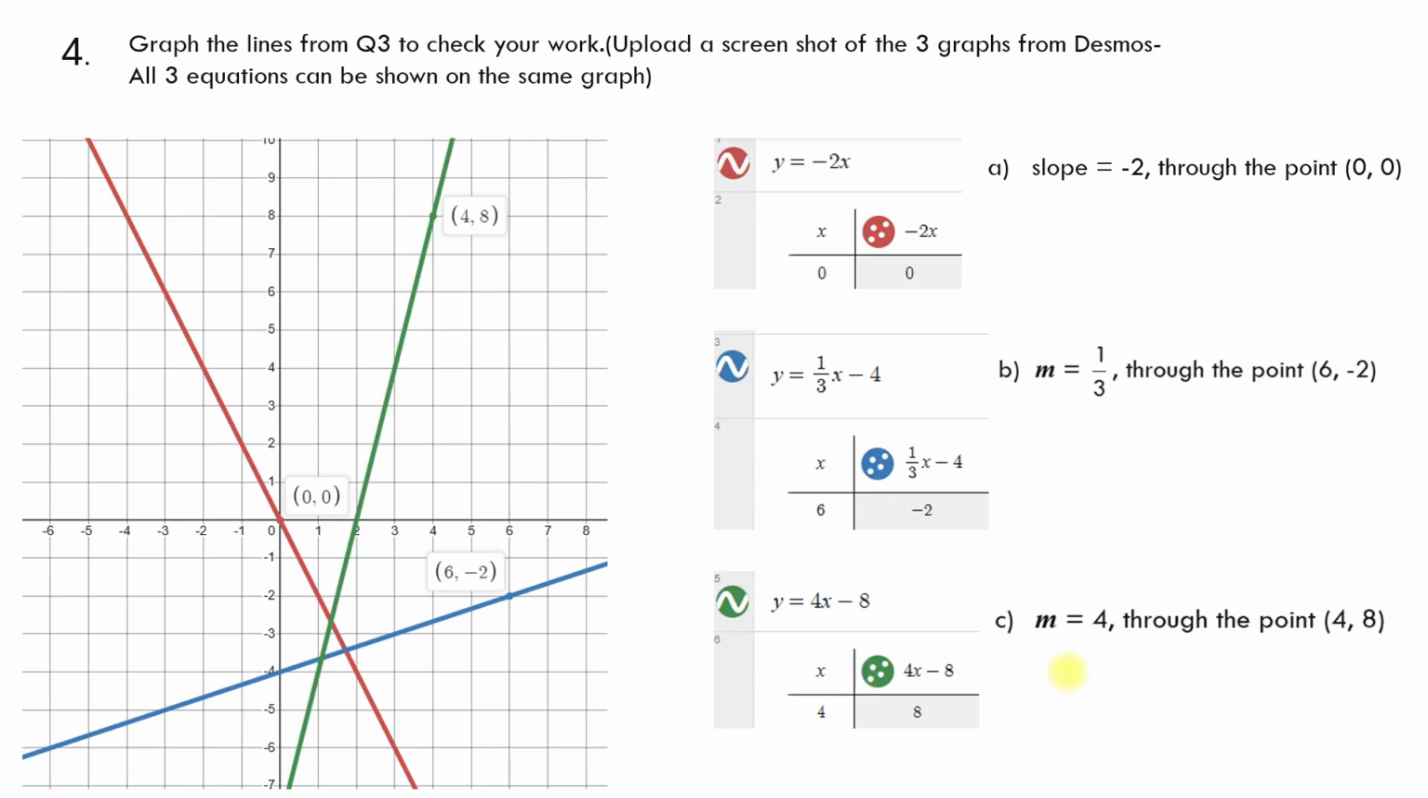Part C, we were told that the slope was 4, and it passed through the point 4, 8. So if we look at this green line here, we can see that it does indeed pass through the point 4, 8, and it has a relatively steep slope of 4.